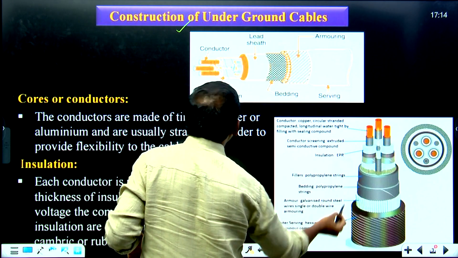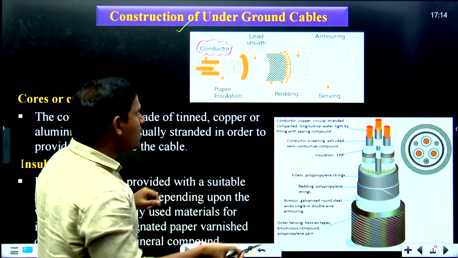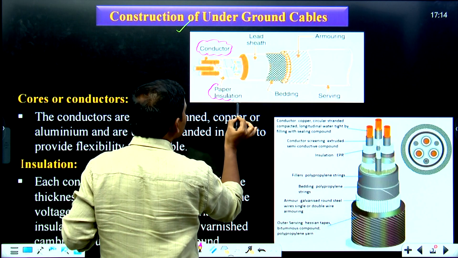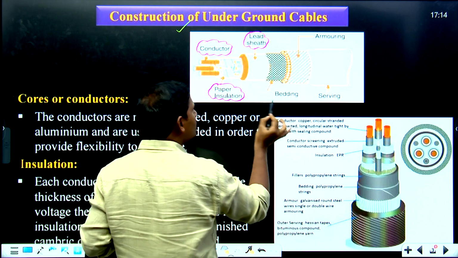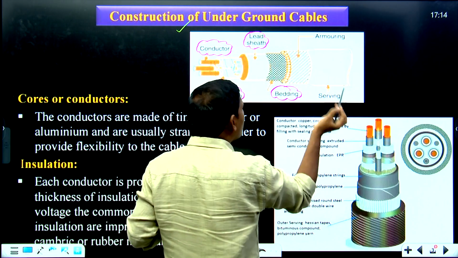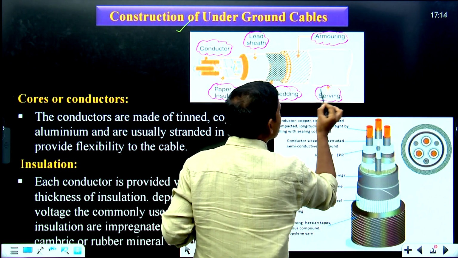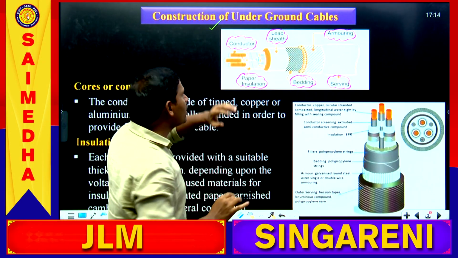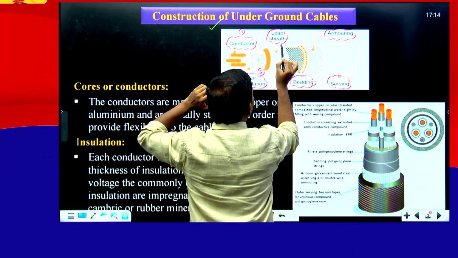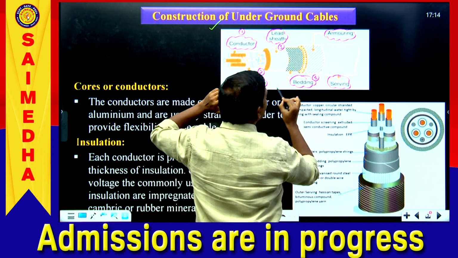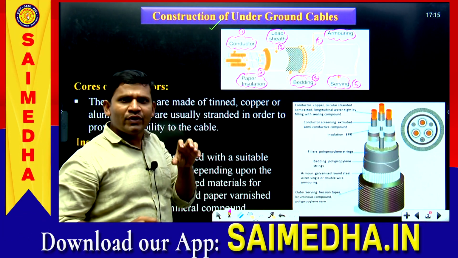A cable consists of, one is conductor. The sequence is also important, students. First we are placing the conductor. On the conductor we are placing the insulation. On the insulation we are placing the lead sheath. On the lead sheath we are placing the bedding. On the bedding we are placing the armoring. On armoring we are placing the serving. The sequence is also important, students. Sometimes sequence is also asked. The first one is conductor, the second one is insulation, third one is lead sheath, fourth one is bedding, the fifth one is armoring, sixth one is serving. These are the different parts of the cable.